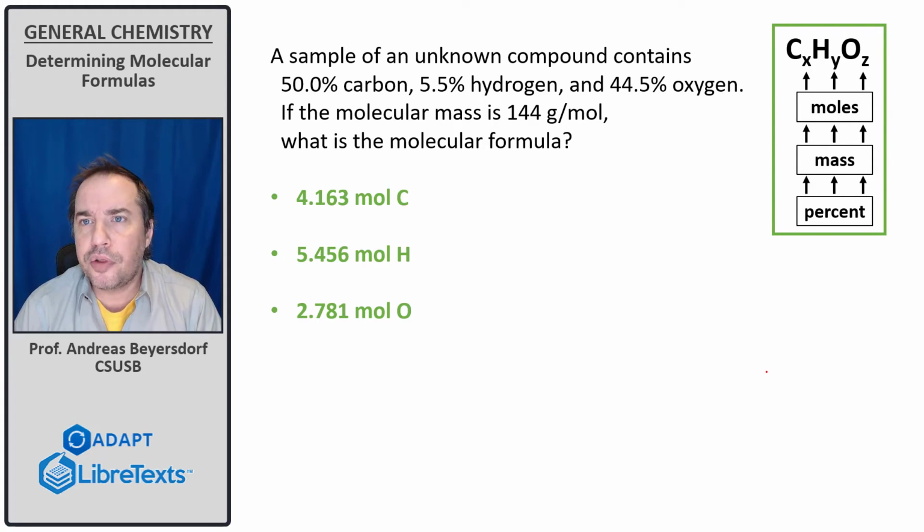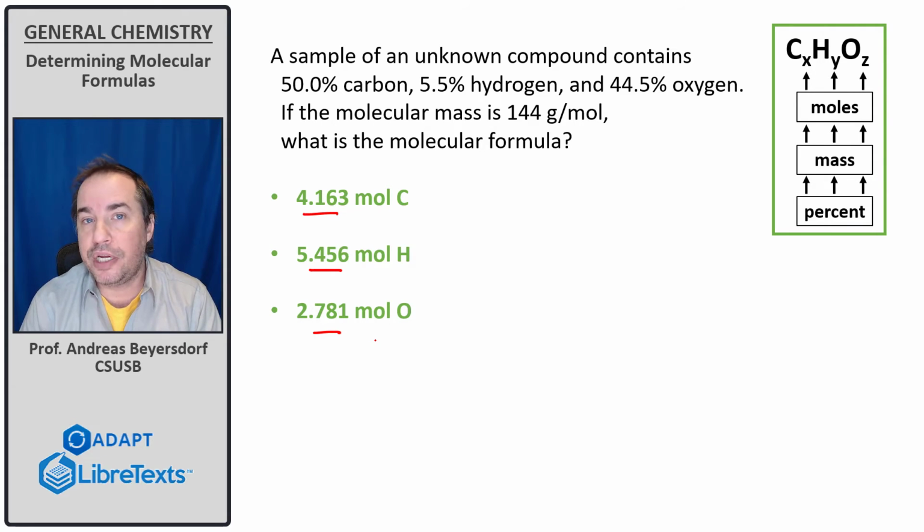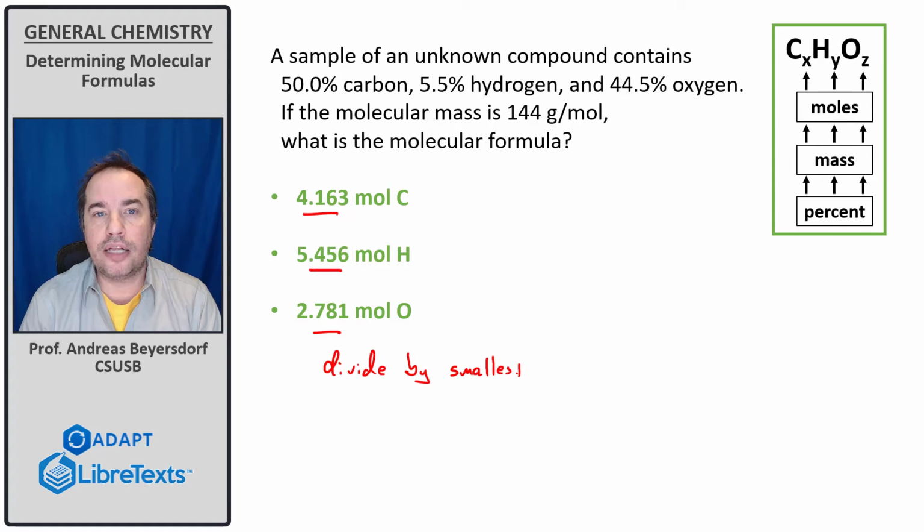But before we do this, we need to realize that we can't just plug these 3 numbers in for X, Y, and Z because they have to be whole numbers. So what do we do? We divide by the smallest of the 3. And so that is the oxygen. All right, so that means I take this and I divide by 2.781. That's going to give me 1.497.